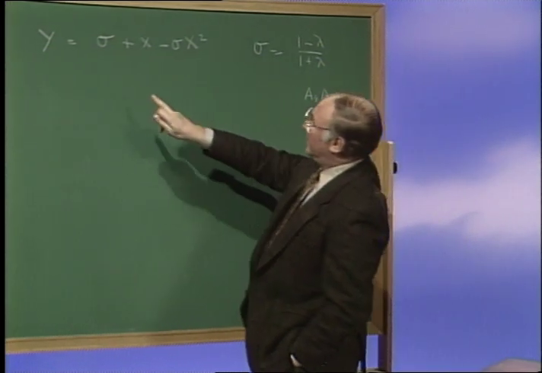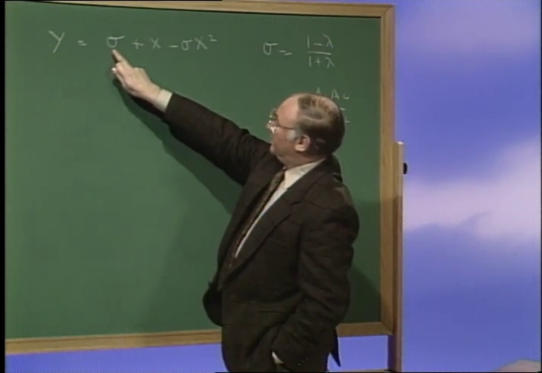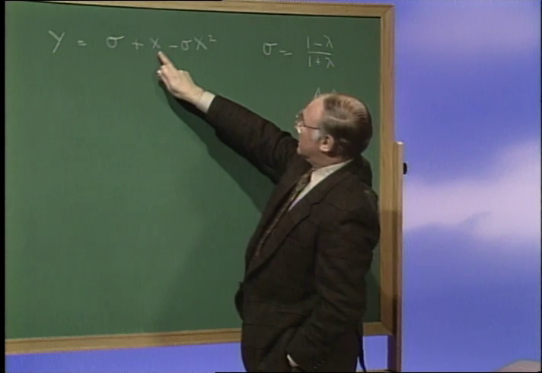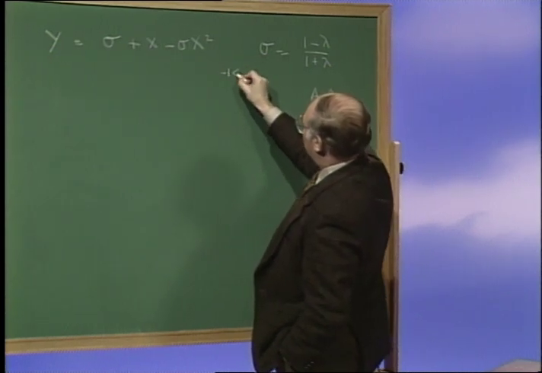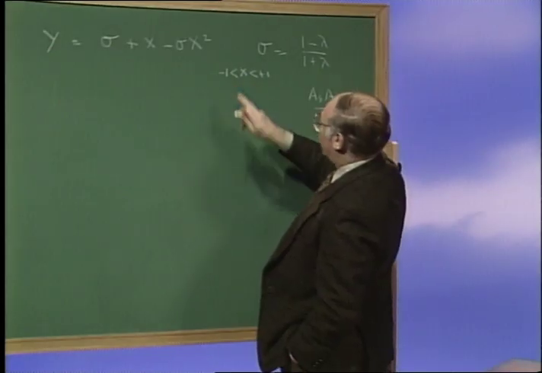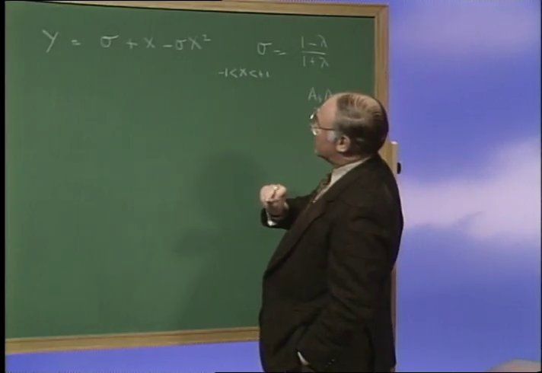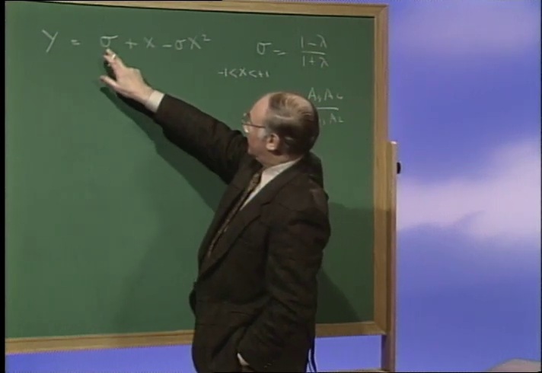So what's going to happen here? Well, first we can see there's going to be a DC error. That is, even when X is 0, I should mention that X and Y are bounded between minus 1 and plus 1. So when X is 0, corresponding to the balanced condition at the input, then there's still an offset term sigma.